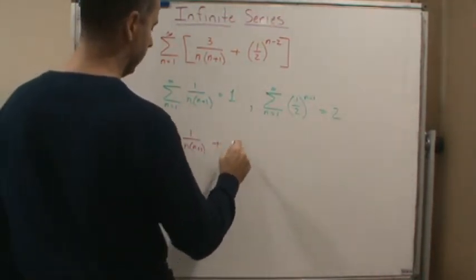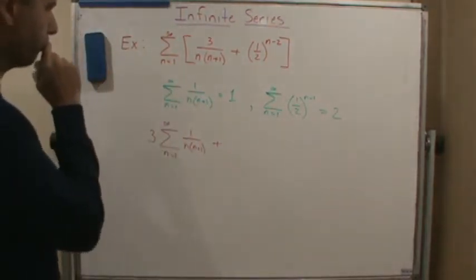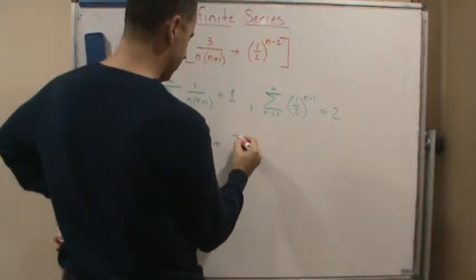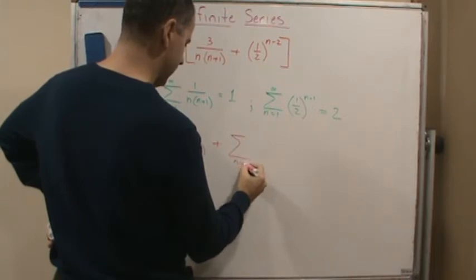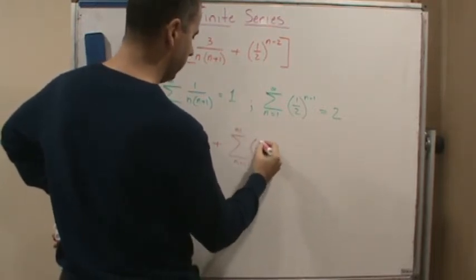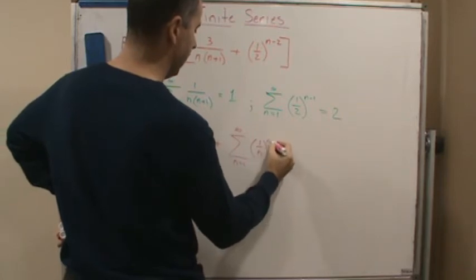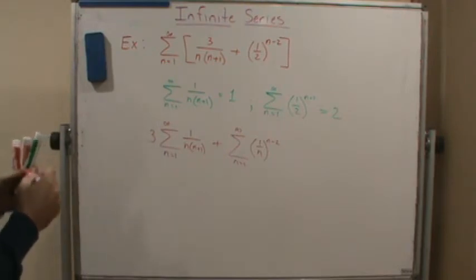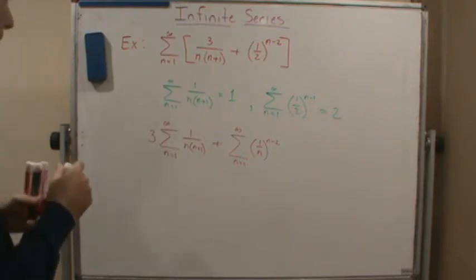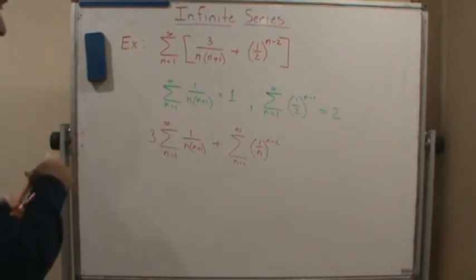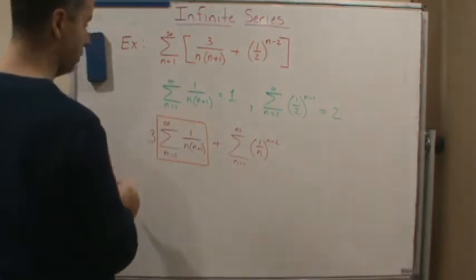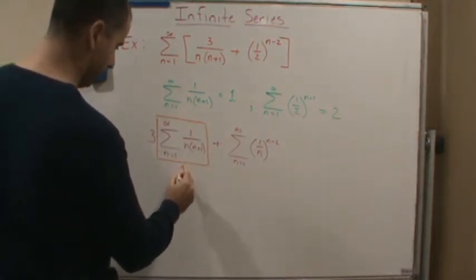Plus, now here, well, let's just do this for a second. So I've got the summation of n equals 1 to infinity of 1/2 to the n minus 2. Okay, now, so far so good. Now this here, we know this one here converges to 1, right? So this is going to be 1.